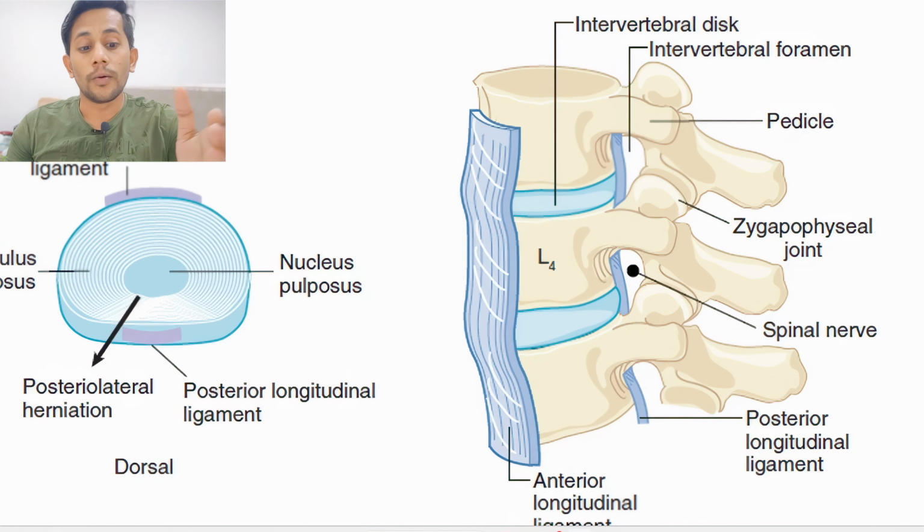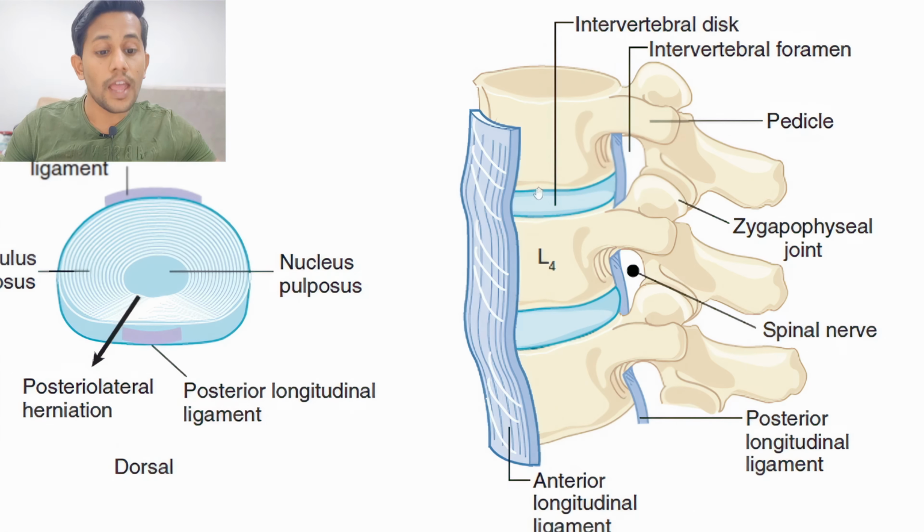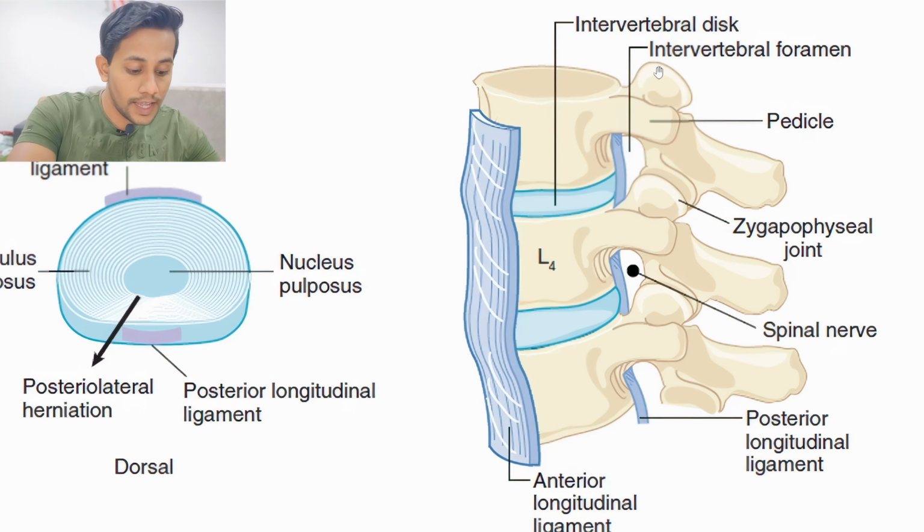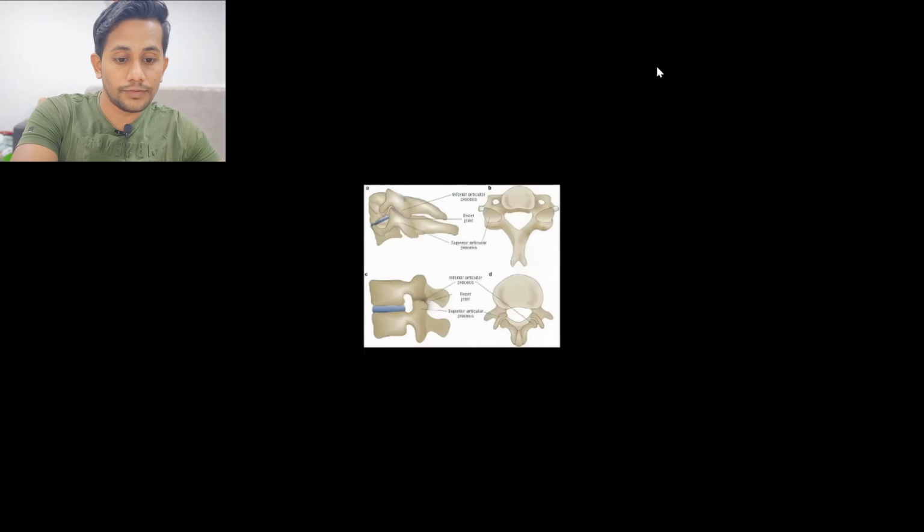So if the injury is from the anterior side of the intervertebral foramen, it will be because of the intervertebral disc. But what happens if it's from the posterior side? The anterior side is the most common in most cases, but let's take a look at the posterior wall. What happens in the posterior wall of the intervertebral foramen? Now, this wall is mainly made of articular process. Where is that? Let me show you in the next image.